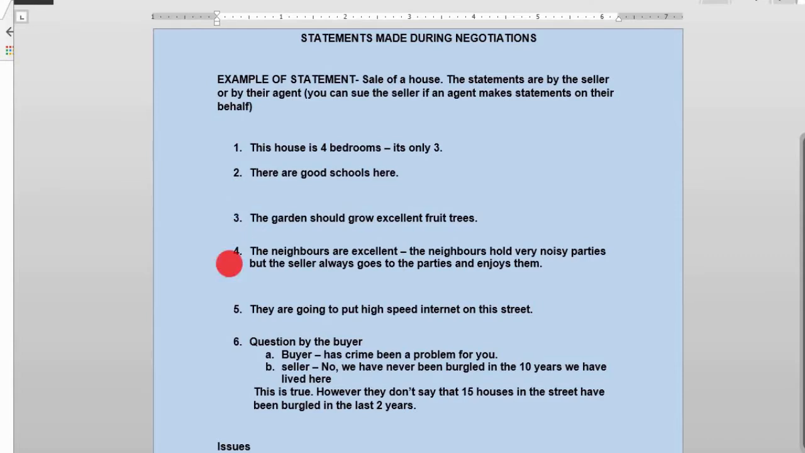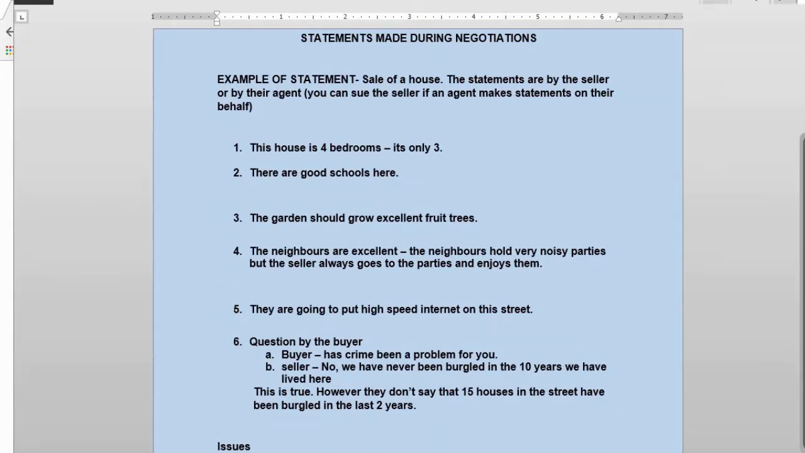Neighbours are excellent. This is very much opinion. These neighbours hold a lot of parties, but the seller likes the parties, so they think they're excellent. Whereas other people would not consider noisy party neighbours to be excellent neighbours. They, whoever they are, are going to put high-speed internet on the street. That's a statement about the future. Now, if they don't actually believe that, they just made it up, then it could be a misrepresentation. But it's very hard to sue someone for statements about the future.